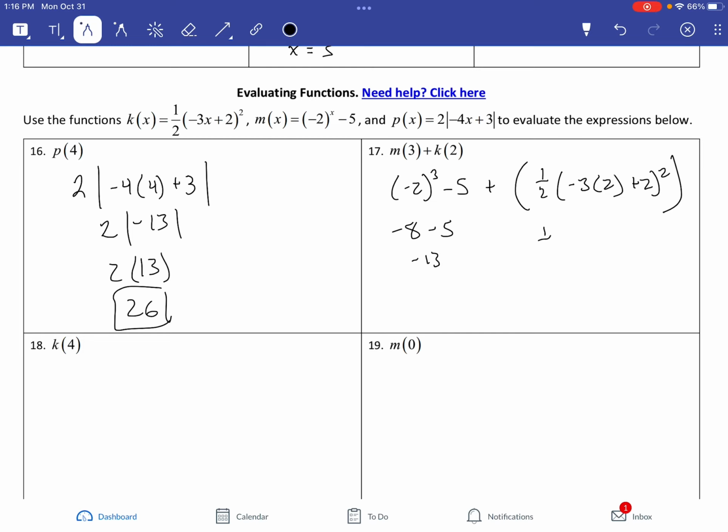Okay, so I have 1/2 times negative 4 squared. Now negative 4 squared is going to be positive 16, and 1/2 of 16 is 8. So we're still adding these things together, so negative 13 plus 8 is going to be negative 5.